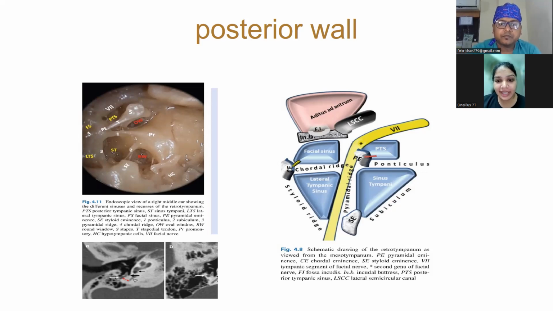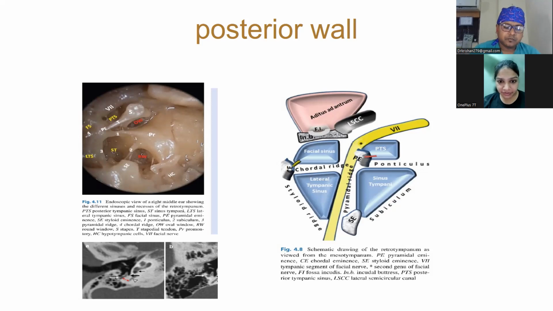This is a schematic diagram of the retrotympanum. It is viewed by the mesotympanum. There are three parts you must be knowing, that is epitympanum, meso, and hypotympanum. So firstly, whenever you are drawing this, take a note that the seventh nerve is very much important in ENT. This posterior wall, upper side, is formed by the upper one, that is aditus ad antrum.